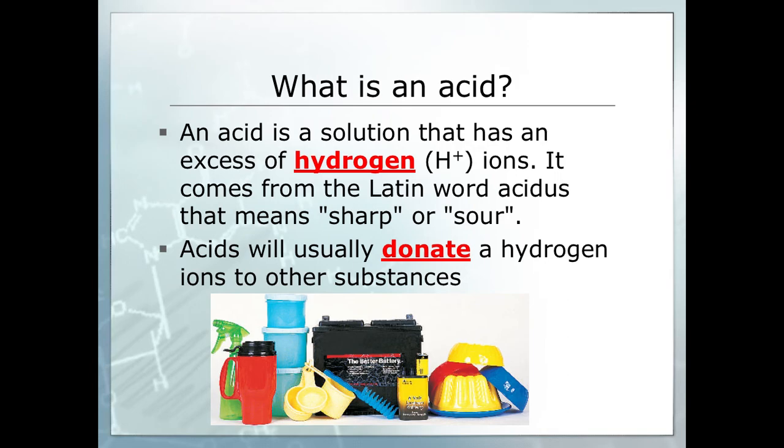So, an acid is a solution that has an excess of hydrogen ions, so those H plus ions. It comes from the Latin word acidus, that means sharp or sour. Acids will usually donate a hydrogen ion to other substances.